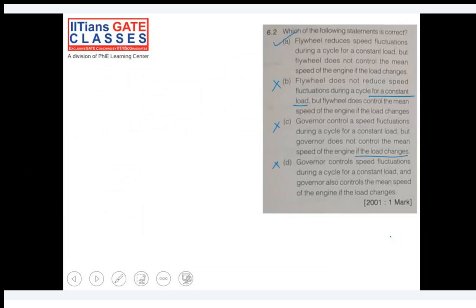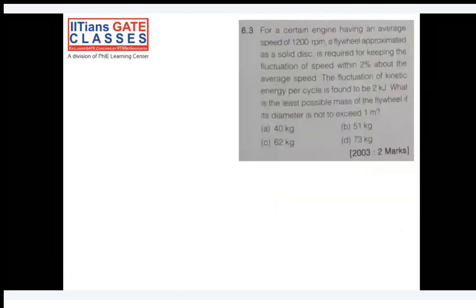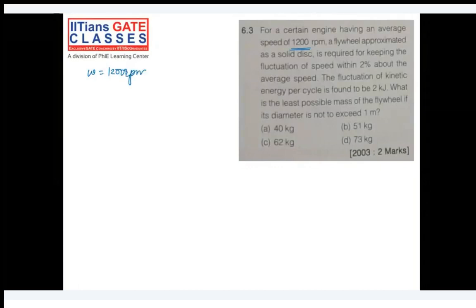Okay, so this kind of theoretical question also comes. Now this question: for a certain engine having an average speed of 1200 rpm. Can you tell me what this is? Omega, right? Omega is given to you. Omega is 1200 rpm. The flywheel is approximated as a solid disk, and the speed fluctuation is 2%. Speed is 1200 rpm and delta omega is 2% of this.